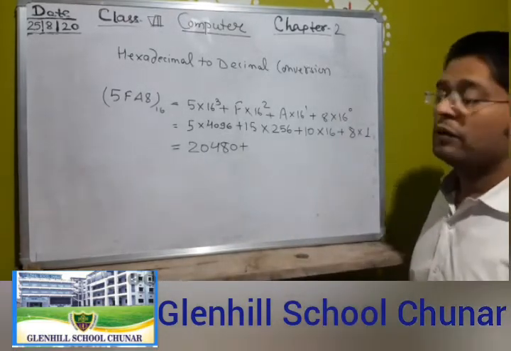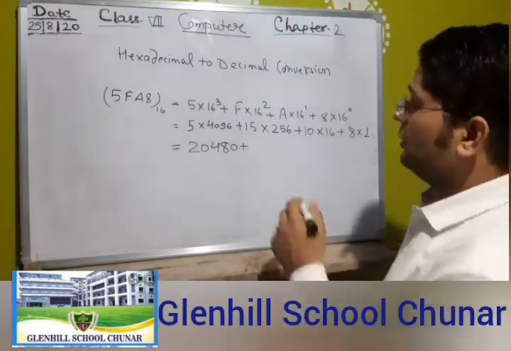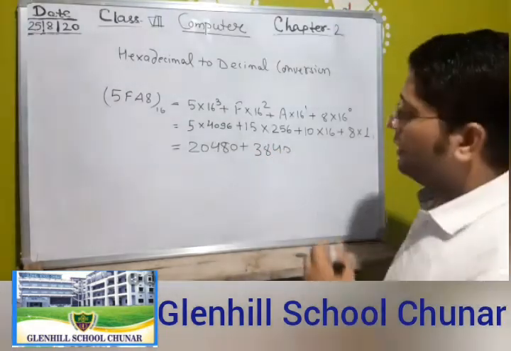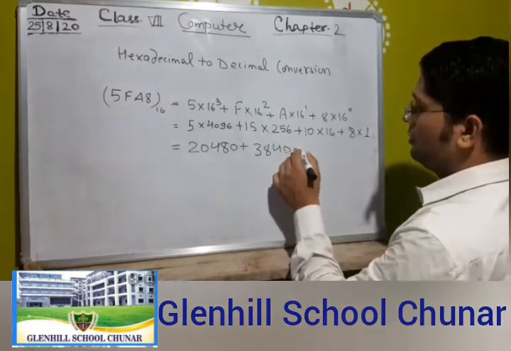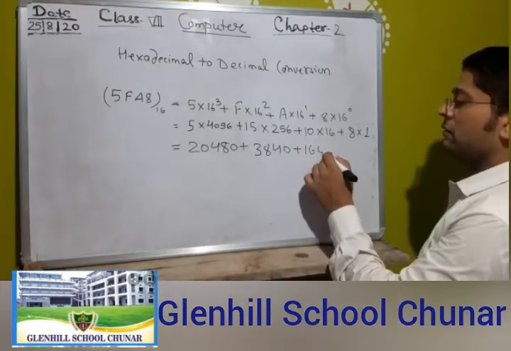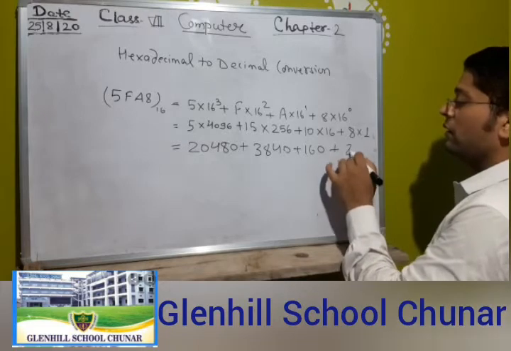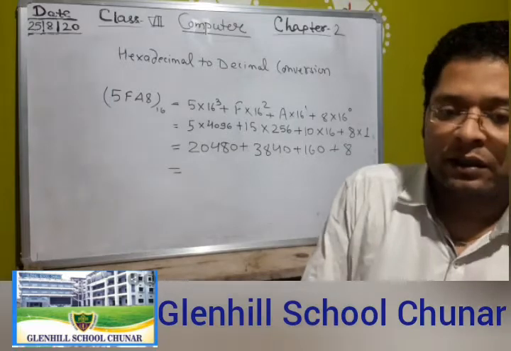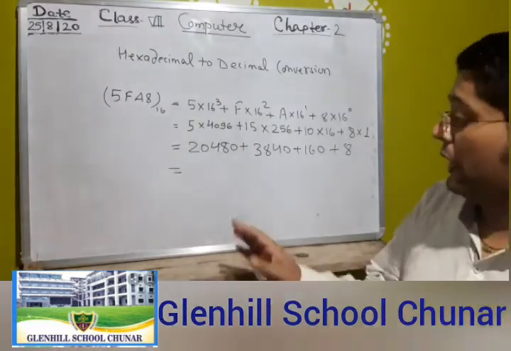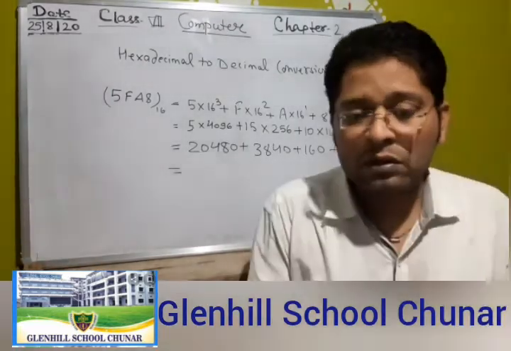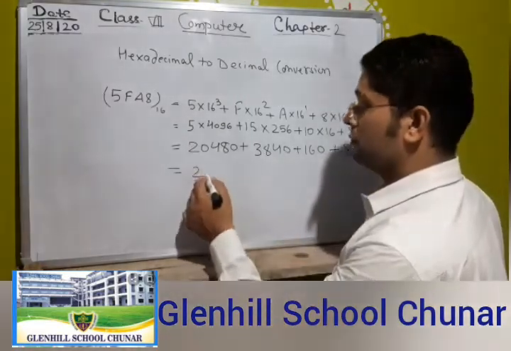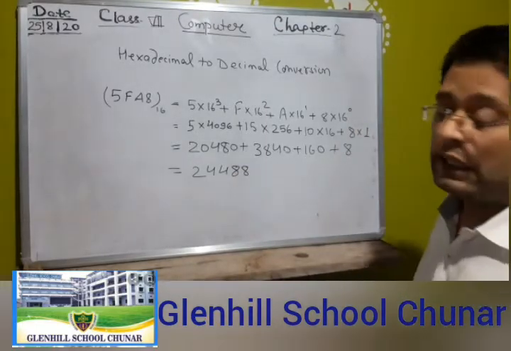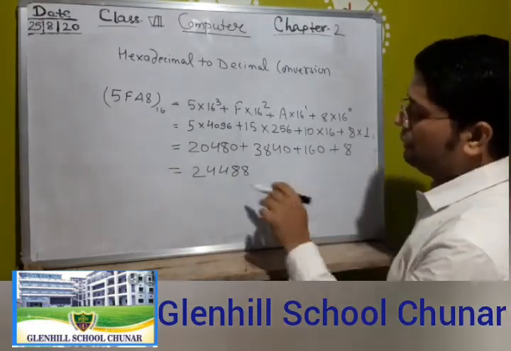Okay, and 15 into 256, 3,840. Okay, and 10 into 16, 160, and plus 8 into 1, 8. Okay, so total the number, then we will find 24,488. Okay, student? Yeah. So this is a decimal number.